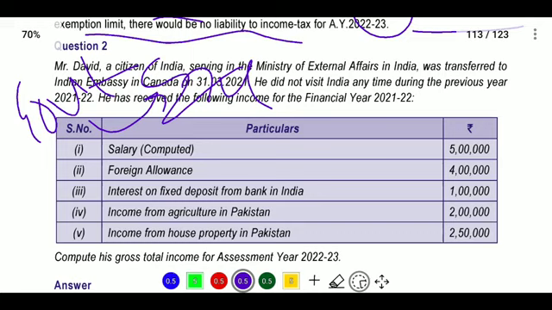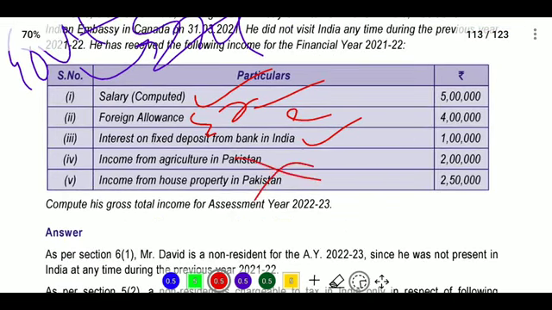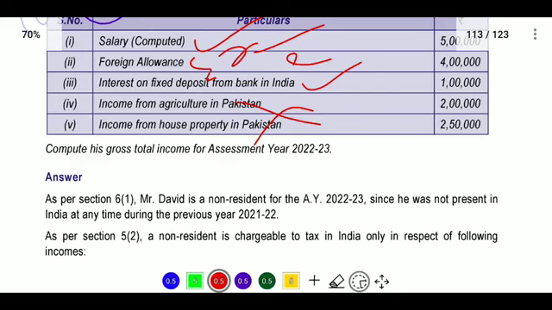He has received the following income for the financial year 21-22. Salary is taxable in the hands of the employee who is a government employee, and even though he went outside, it accrues in India, so it will be taxable in India. Next, foreign allowance will be exempted under section 10. Next, interest on fixed deposit from Bank of India will be taxable. Income from agriculture in Pakistan and income from house property in Pakistan will not be taxable in India because it does not accrue or arise in India.